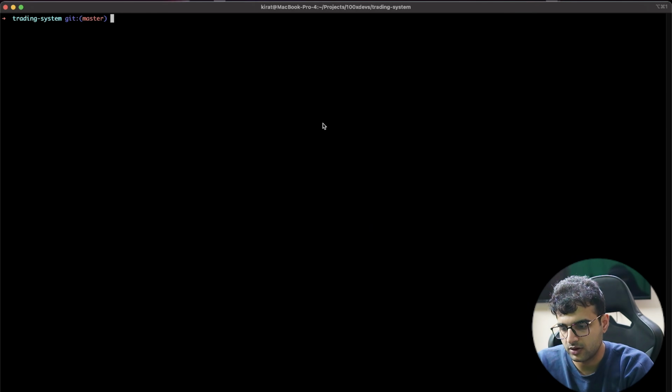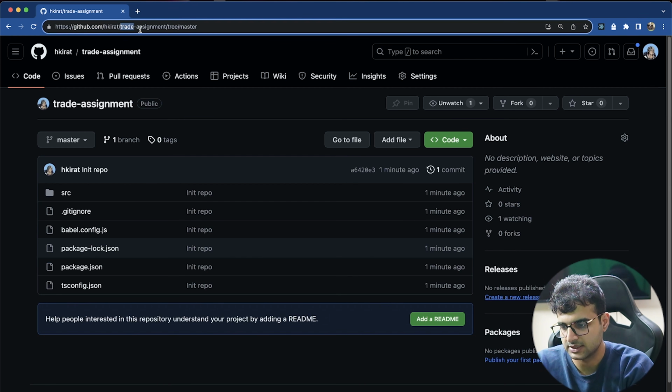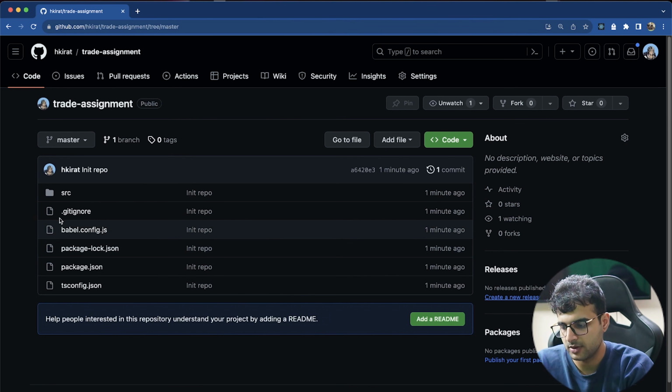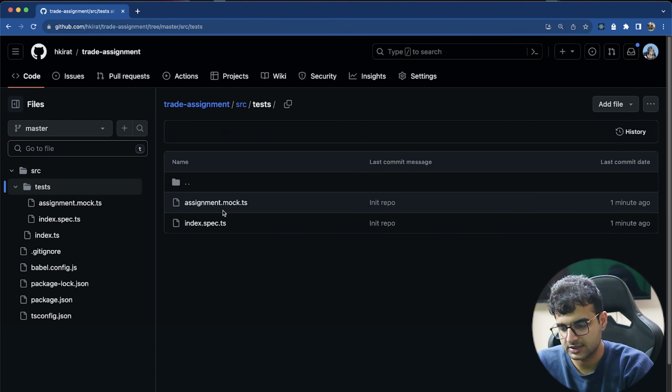And as always, this code is available on GitHub. So you can just go to github.com/Harkirat/trade assignment and look at the code base. It's a fairly small code base. Everything is shoved inside a single index.ts file. And we also have some tests. These are the tests that currently run. These are the tests that will run if and when you solve the assignment.